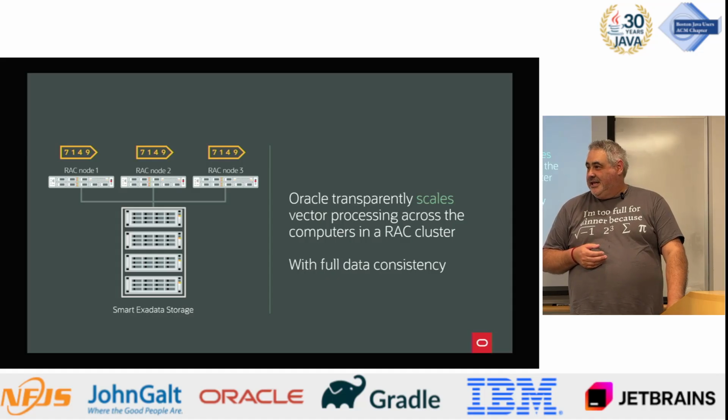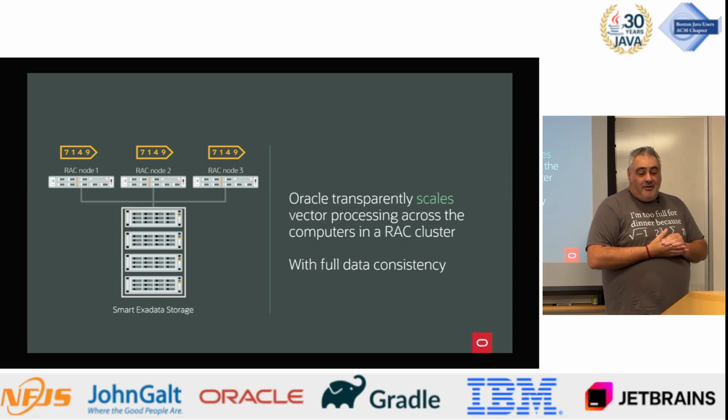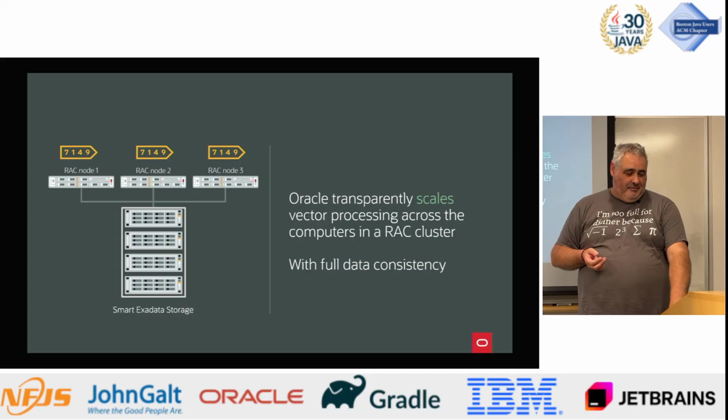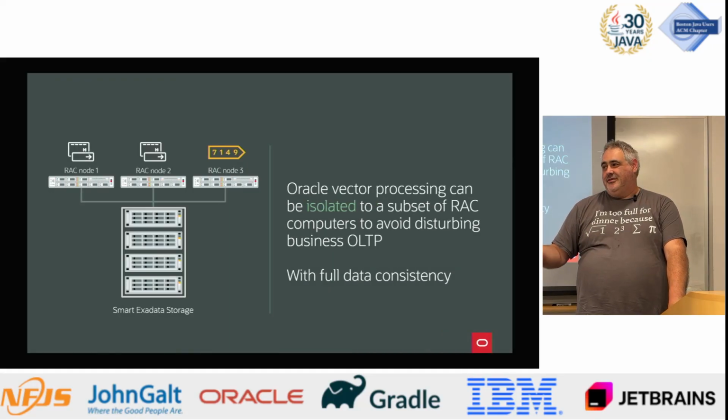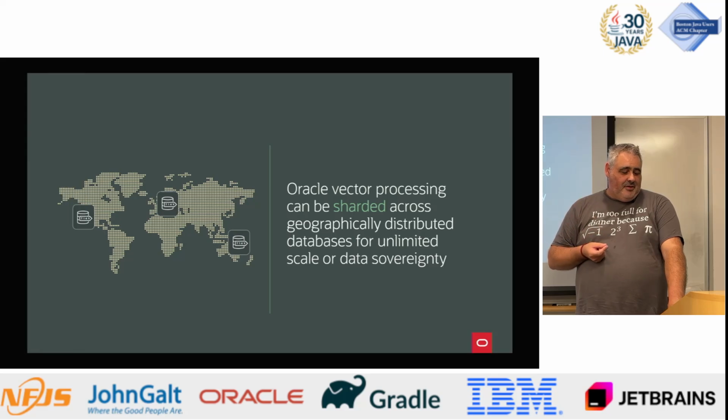If you happen to have an Exadata, does anybody work for anyone who has an Exadata machine that you know of? No? Okay. Exadata is a machine that runs Oracle databases. If you happen to have one of those, the vector searches scale transparently across all of the nodes so that they run very, very fast. They can be offloaded to the storage cells, which means that they don't consume any CPU on the database servers, and so on. If you have a sharded database, the vectors can be geographically distributed across the shards, and the queries can run across all of the shards as well.